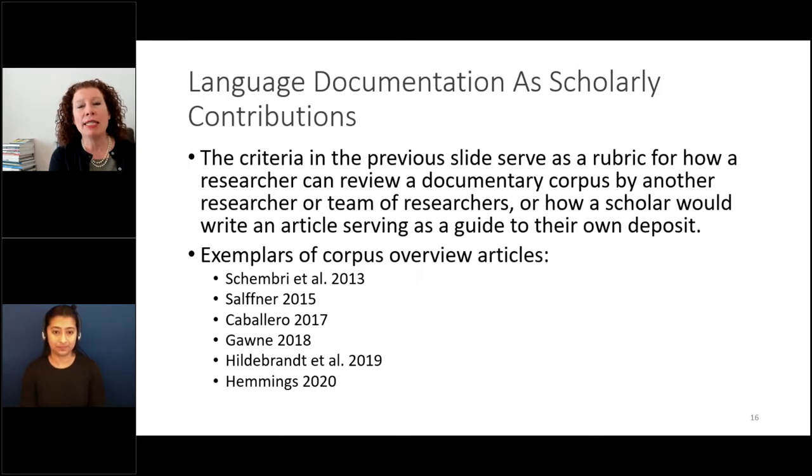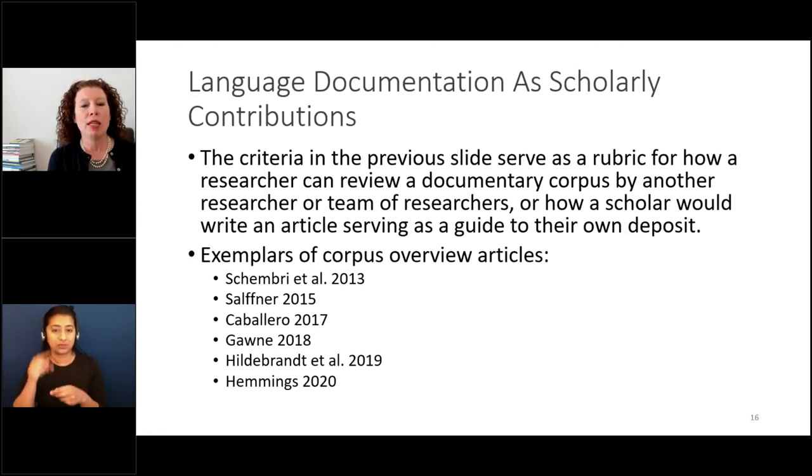And I have here some examples of corpus overviews. Schembri et al. 2013. That paper is looking at sign language corpora. Sophie Salffner, 2015. That's in Language Documentation and Conservation. Gabriela Caballero in 2017 on Rarámuri. Lauren Gawne in 2018 and Hildebrandt et al. 2019. Those four papers are all in Language Documentation and Conservation, which has been a great venue for these contributions.